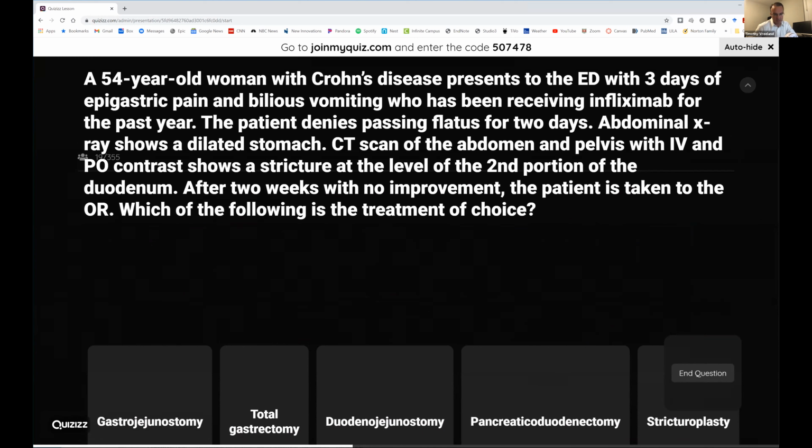Gastrojejunostomy, total gastrectomy, duodenojejunostomy, pancreatic duodenectomy, or stricturoplasty. So somebody asked about balloon dilation and D1, D2 strictures. So now's your chance to figure out what to do for a D1, D2 stricture.